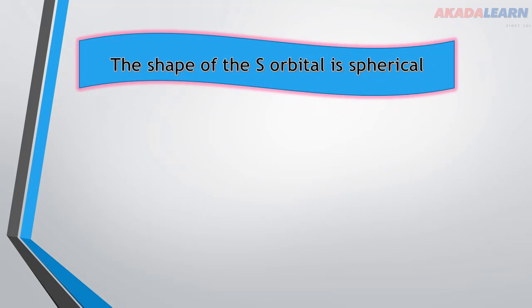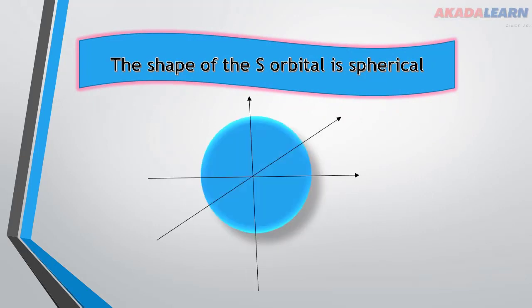Now, let's take a look at the shape of the s orbital. The s orbital is spherical in nature, as you can see on the screen. You can see your three axes, but the orbital goes spherical around the three axes.